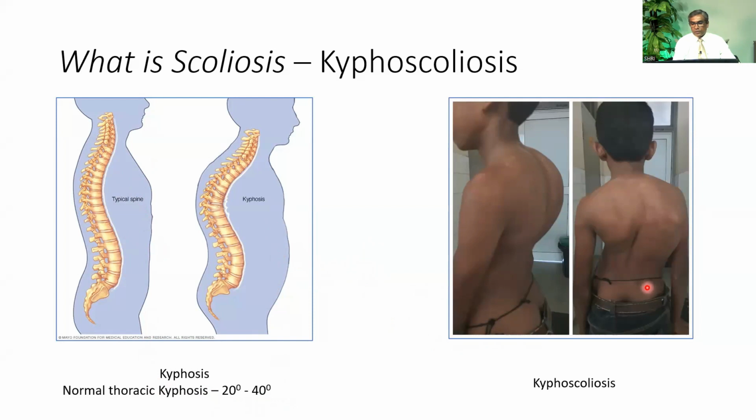And if you take the posterior view, you see that the spine is curved like an S. So here, both kyphosis and scoliosis coexist, and more often this is the case. So this is called kyphoscoliosis. But mind you, kyphosis can exist without scoliosis.